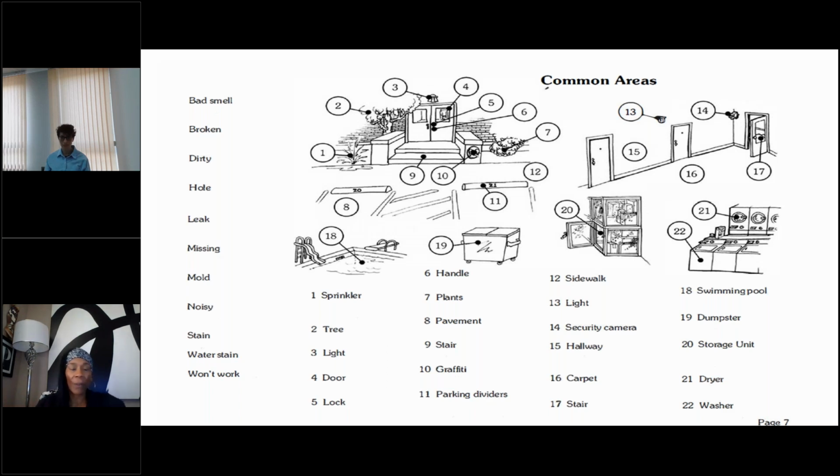The thing I like about this, even though it's geared for maintenance orders and work orders, is you can still use it as part of an orientation, just to explain how to go about using certain amenities and appliances as well. Next slide.